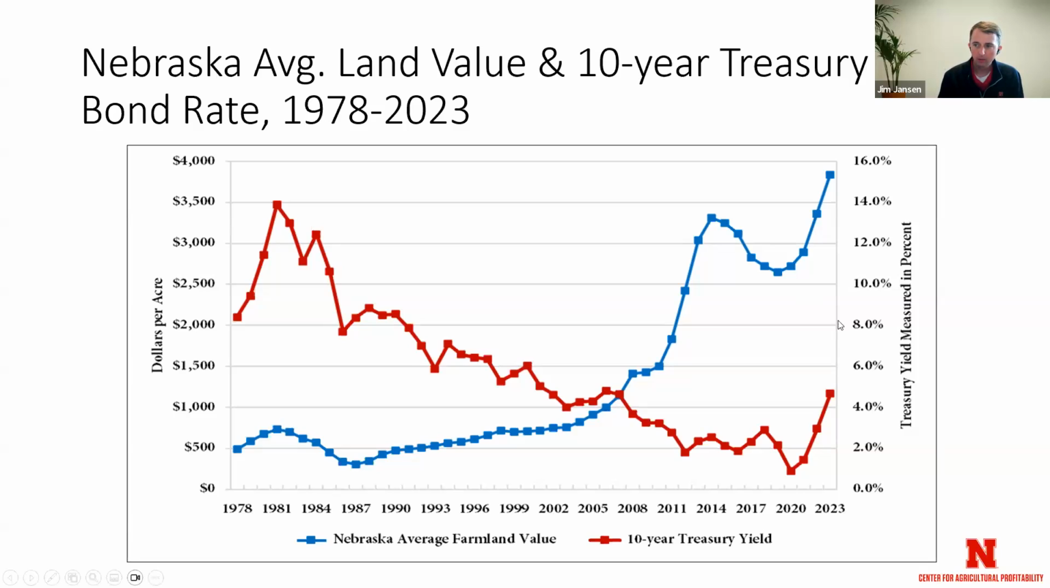But the effective interest rate, there's an inverse relationship between the cost of borrowing versus the real asset value, meaning if interest rates are low, I can afford to bid up the value of that asset. And if interest rates are high, unless the price of corn and soybeans is quite good, it's really hard to offset that long-term cost of borrowing.